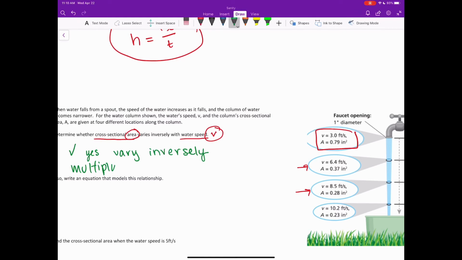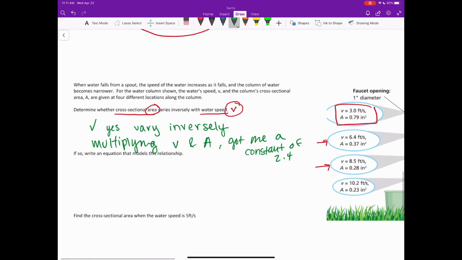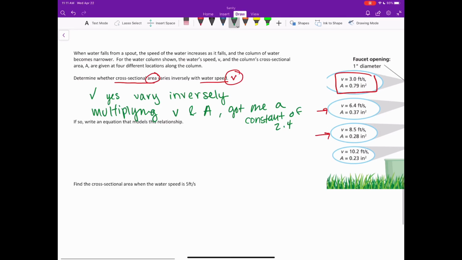multiplying V and A got me a, oh, that's not proper English, but that's fine, got me a constant of 2.4, all right? So we know we have this constant of 2.4, all of those data points, you multiplied the x and the y, I multiplied the velocity and the area together, and I got a constant of about 2.4, so yes, these do vary inversely. If I wanted to write an equation, I'm going to switch over to, let's go blue.